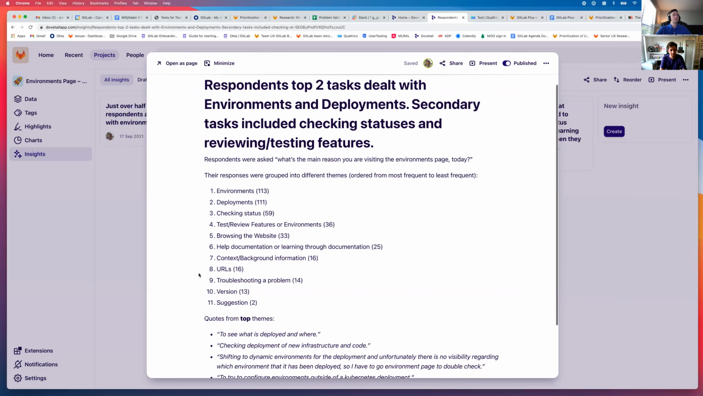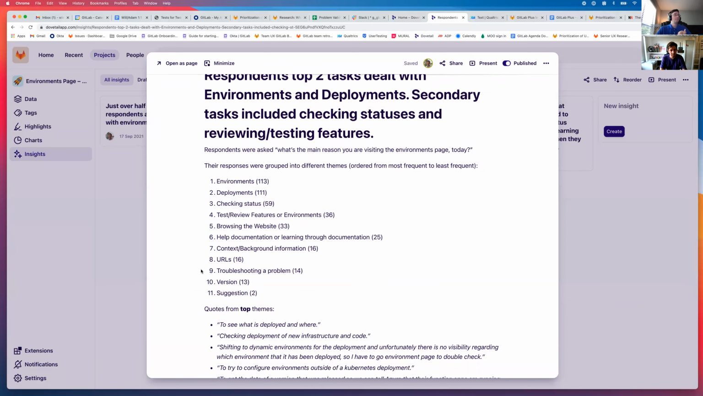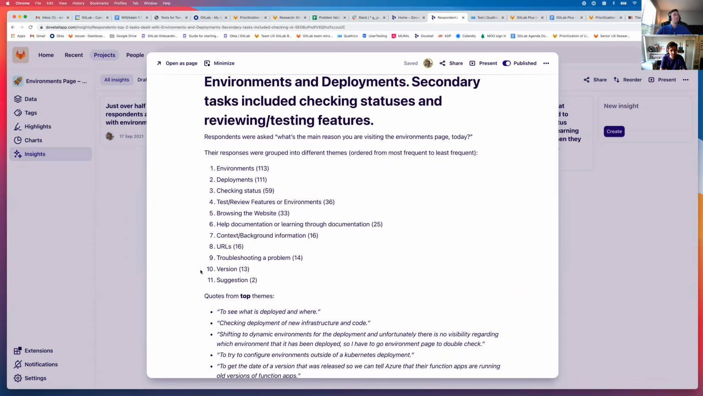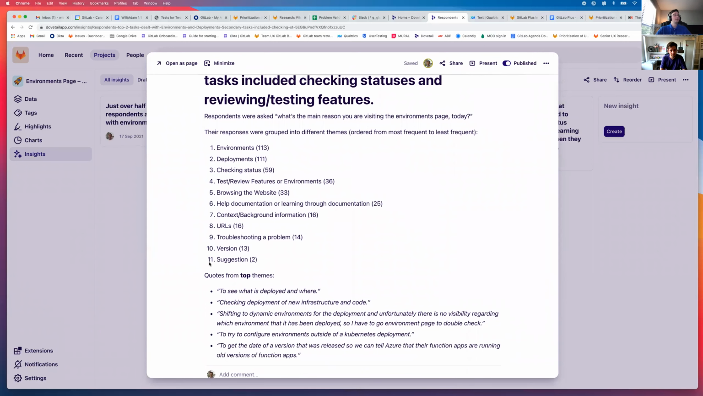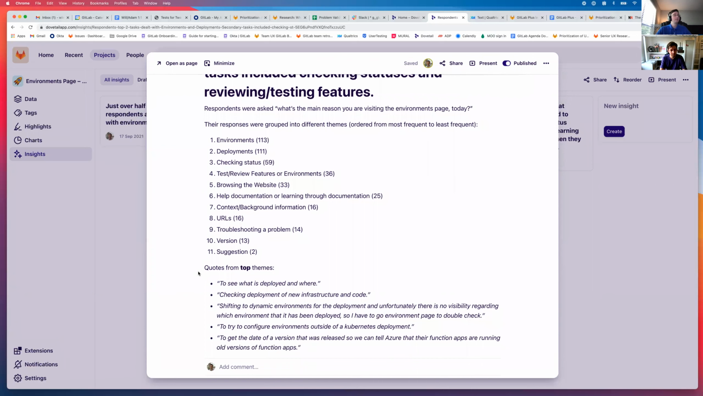And then outside of that, we heard about URLs, troubleshooting a problem, so trying to understand what the issue was. We heard about versioning, and then a couple of suggestions for the environment page. And Daniel and I pulled some themes and some quotes that we included in this insight. Is there anything else you wanted to touch on in regards to this particular question, Daniel?